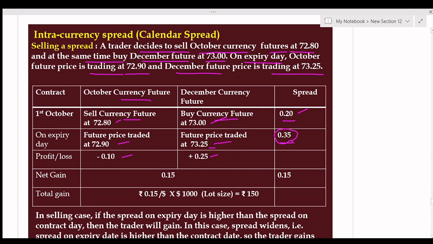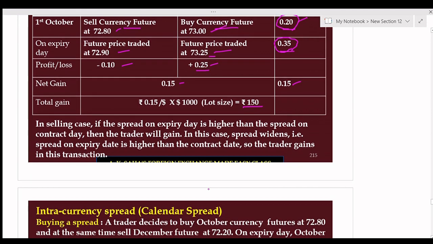So the trader will gain. If you see that 0.10 plus 0.25, the net profit will be 0.15. Here you will see 0.35 minus 0.20, it will be 0.15. For one lot, it will be rupees 150.